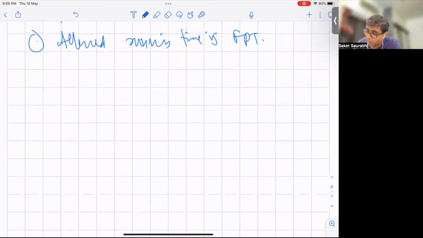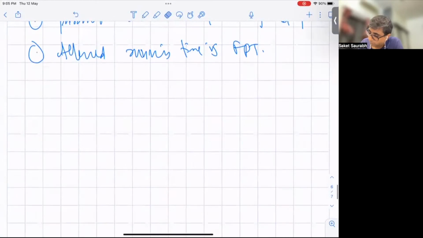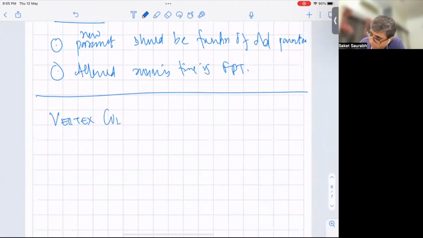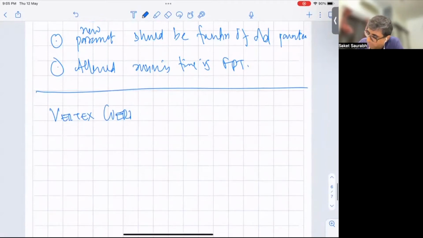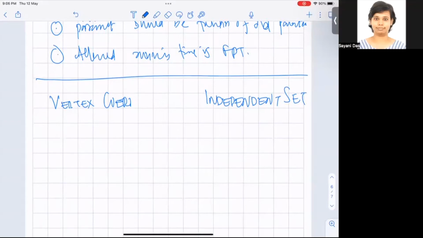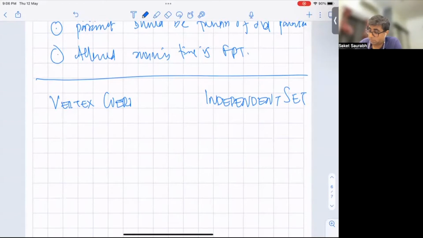Now I'm going to ask you a following simple reduction. All the class we have talked about only one problem, vertex cover. Let's talk about its cousin, independent set. What is the reduction from vertex cover to independent set in the classical setting? Take the complement. Right? We take G to G prime, the same graph, and if G has a vertex cover of size K, then G prime will have an independent set of size N minus K, at least.